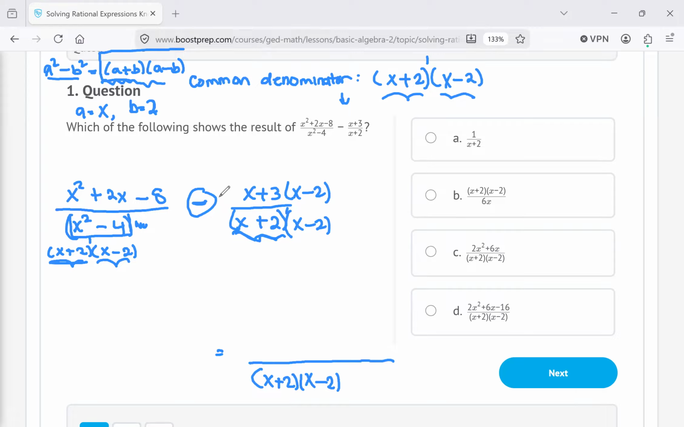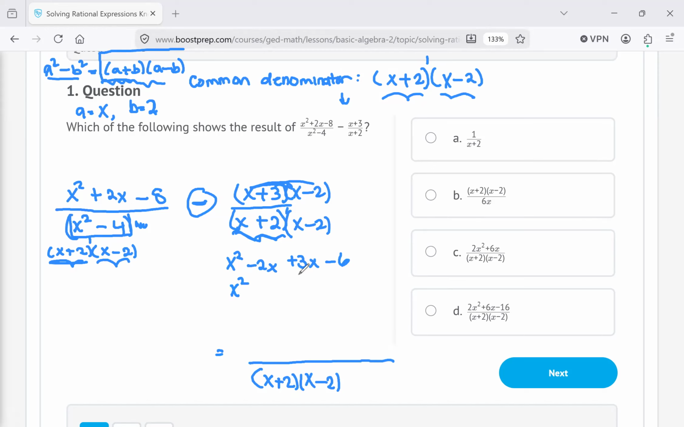So let's fix this part. We got to do some algebra. We got to FOIL this out and then distribute this minus. So go ahead and FOIL this out, clean it up, then distribute this minus. What is x times x? X squared. What is x times negative 2? Negative 2x. What is 3 times x? 3x. What is 3 times negative 2? Negative 6.